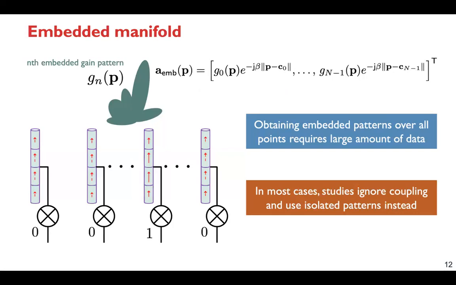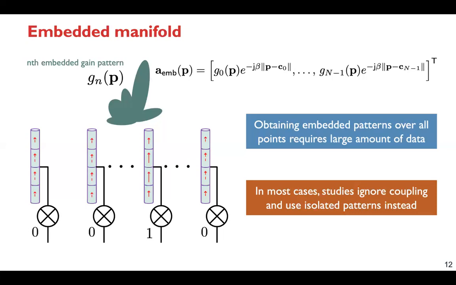And using this embedded manifold, we could then characterize the radiated field from the array. The issue here with the embedded manifold approach is that to characterize the field at any point in space, we would need the embedded pattern of each of the antennas at all points, right? And this can be a significantly large amount of data that we would need to just characterize the array.